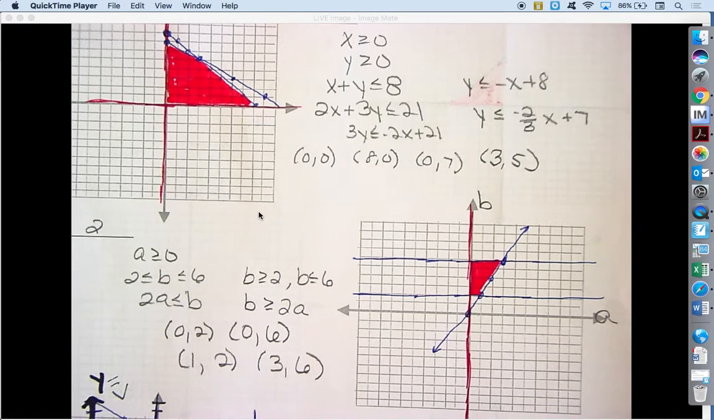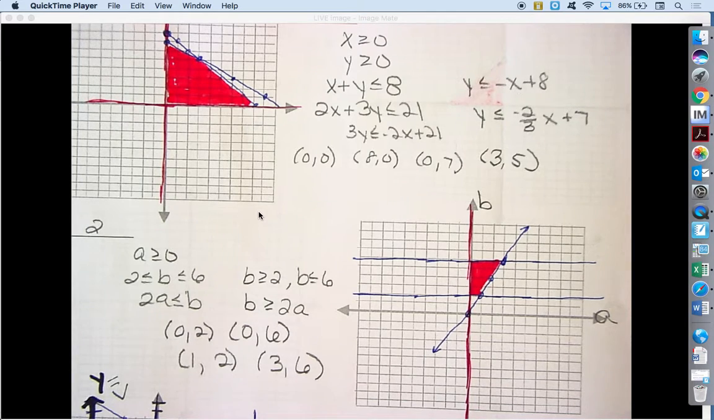The first one said A is greater than or equal to 0, or x is greater than or equal to 0. The second one, we talked about this compound inequality yesterday, how to split it up into its two separate inequalities. So starting with the B, reading to the left, B is greater than or equal to 2, and then going right, B is less than or equal to 6. So these two inequalities are the y variable. That's why I have horizontal lines for those, because I'm going up to 2 on the b axis, up to 6 on the b axis.